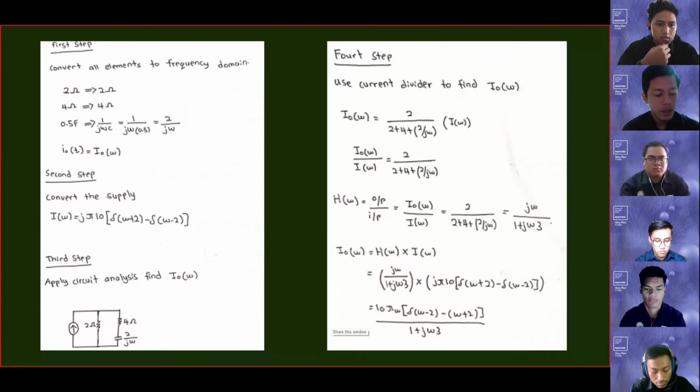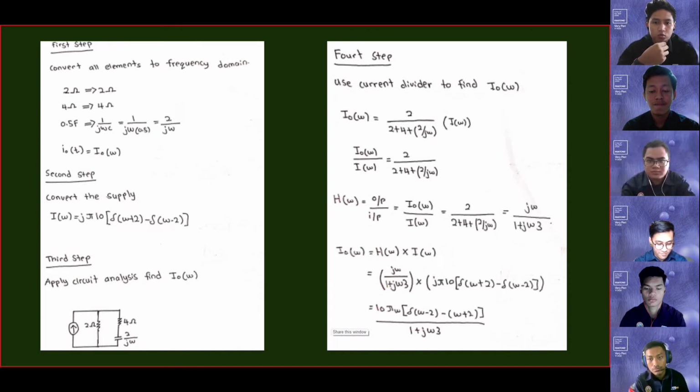Then for the third step, we apply circuit analysis to find I naught omega. We can find I naught omega using the current divider rule. The circuit for the analysis in the omega domain is just the same as in the question. We just change it to the values in omega, such as I omega, and for the capacitor we get 2 over j omega. For I omega, we use the current divider rule.